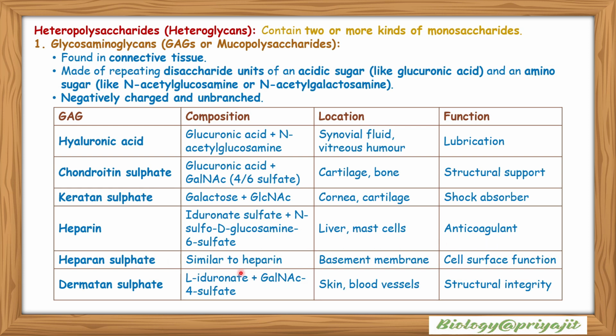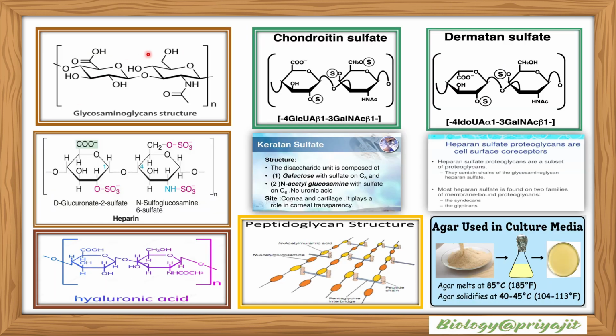Heparan sulfate is similar to heparin. It is located at the basement membrane and its function is cell surface function. Dermatan sulfate is made up of L-iduronate and N-acetyl galactosamine 4 sulfate. It is found in skin and blood vessels. It provides structural integrity. These are the structures of glycosaminoglycans: chondroitin sulfate, dermatan sulfate, keratan sulfate, heparin, hyaluronic acid, peptidoglycan, agar, etc.